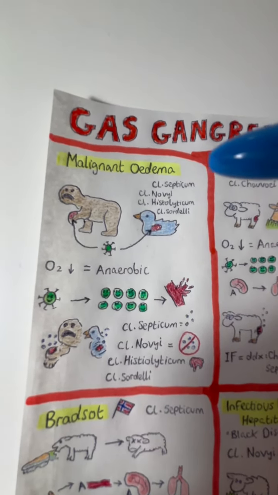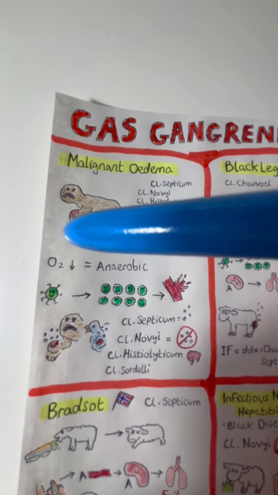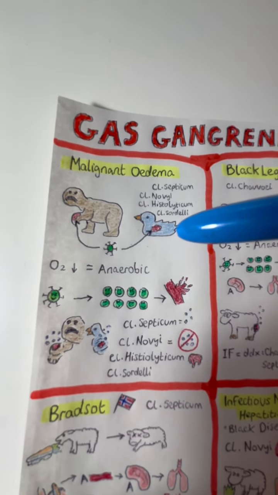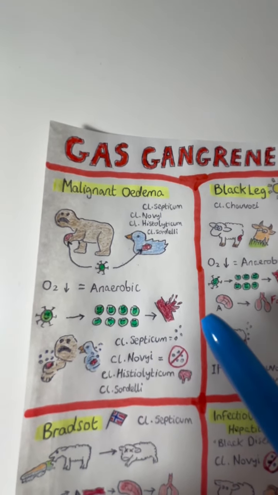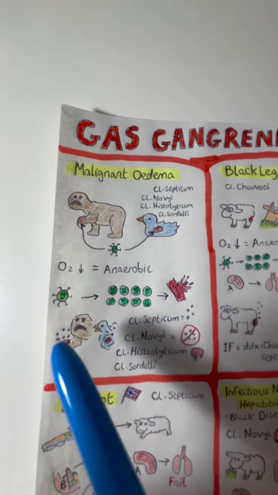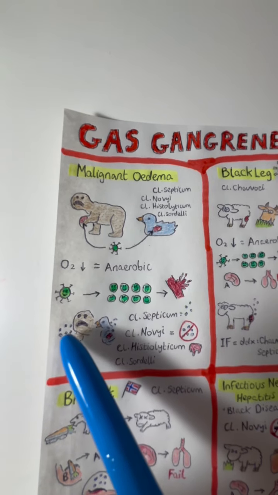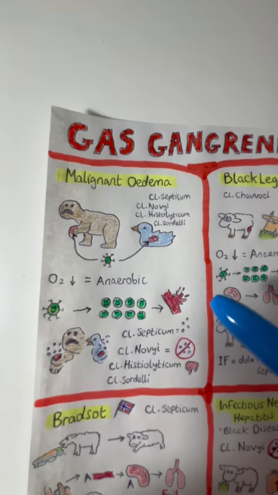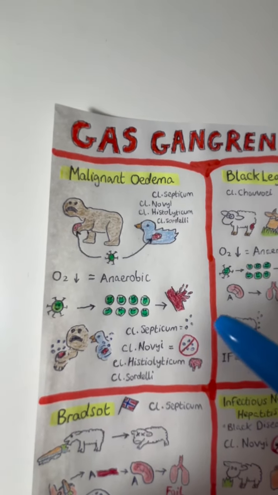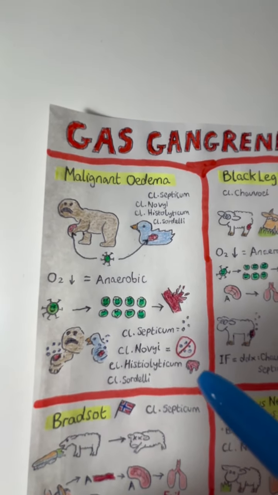In the wounds, there is decreased oxygen tension, which causes an anaerobic environment. This causes the bacteria to replicate, which then leads to hemorrhages and edema. In the wounds, we can see necrosis, swelling, and crepitation, so gas bubbles. Clostridium septicum has gas bubbles, novyi doesn't have gas bubbles, and histolyticum has liquefying tissues.